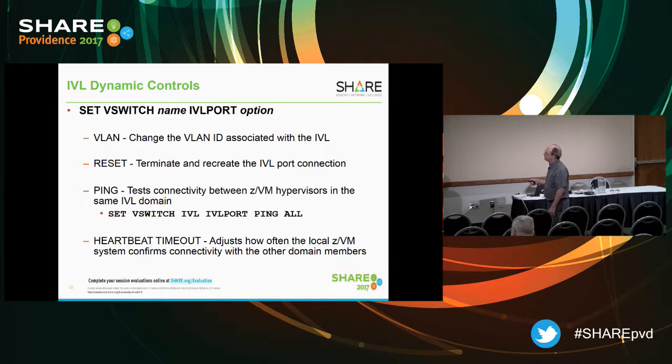Now, I can actually change things, because on SET VSWITCH, you can give the name and say IVL port, in which case I want to change the IVL related attributes. I can change that VLAN ID if I want. Oh, did it wrong, need to change it. You don't have to take the vSwitch down to do that. You can just change its VLAN ID. You can reset, start all over.